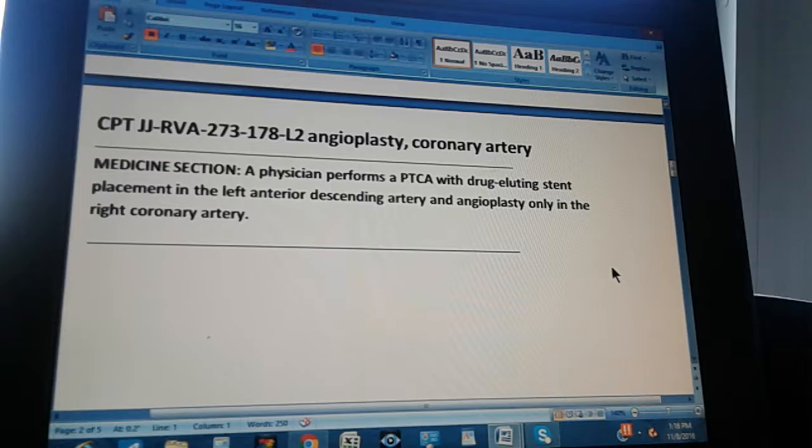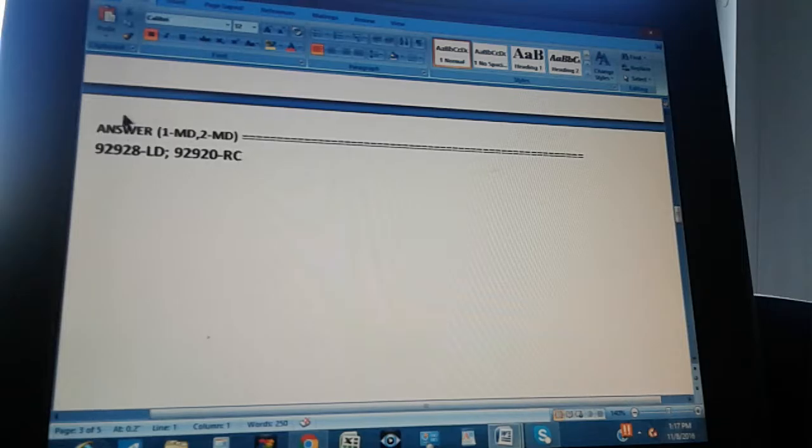Now we're going to count to 3, so you can pause the video and give us the 2 CPT codes for this procedure. 1, 2, 3. Okay, the answers are 92928-LD, the LD being the modifier. LD stands for left anterior descending.